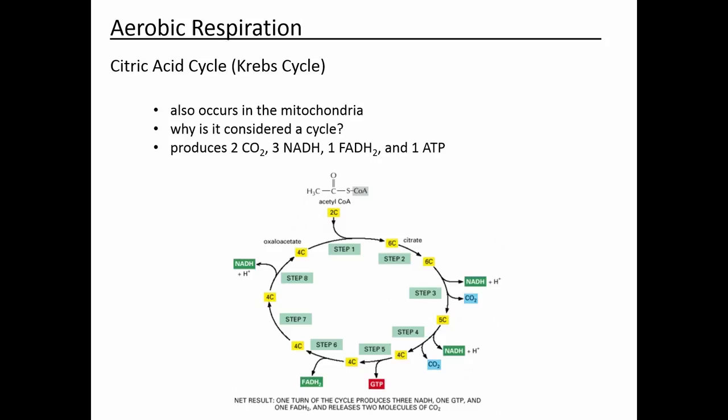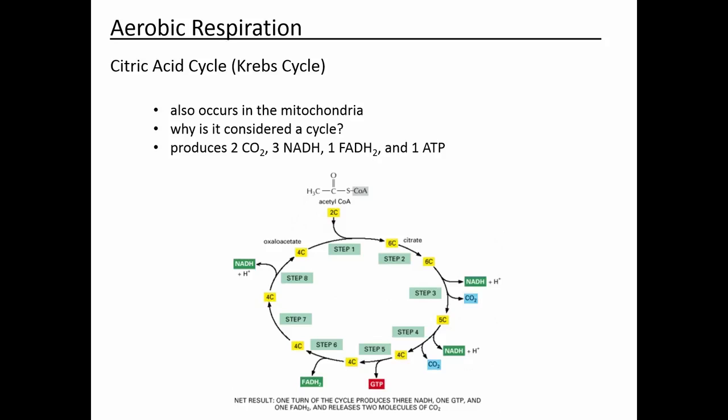You can also see that in 1 turn of the cycle, you're going to produce ATP. So per glucose molecule, this cycle produces 2 ATP. You can also see that for 1 turn of the cycle, you're going to produce 2 carbon dioxides, which means that per glucose molecule, you're going to produce 4 carbon dioxides during the Krebs cycle. So these are the important products of the Krebs cycle per glucose molecule: 6 NADHs, 2 FADH2s, 2 ATPs, and 4 carbon dioxides.